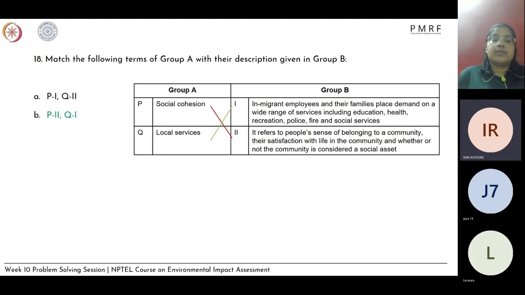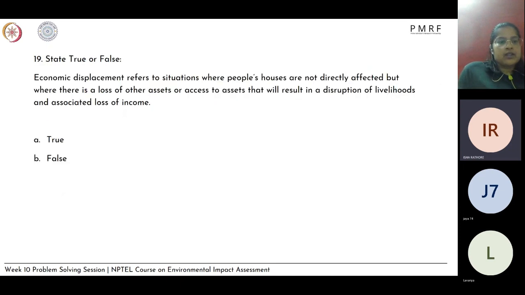Okay, so the correct answer is B. Social cohesion refers to the people's sense of belonging to a community, their satisfaction with life in the community, and whether or not the community is considered as a social asset. So P matches with true. Local services includes in-migration employees and their families, placing demand on a wide range of services, including education, health, recreation, police, fire, and social services. So Q matches with 1. So the correct answer is B, that is P matches with 2 and Q matches with 1.